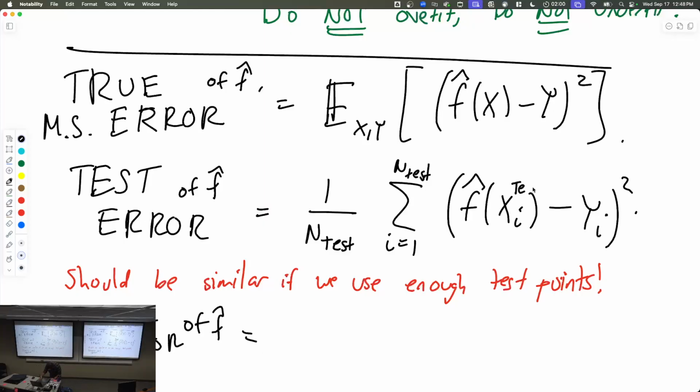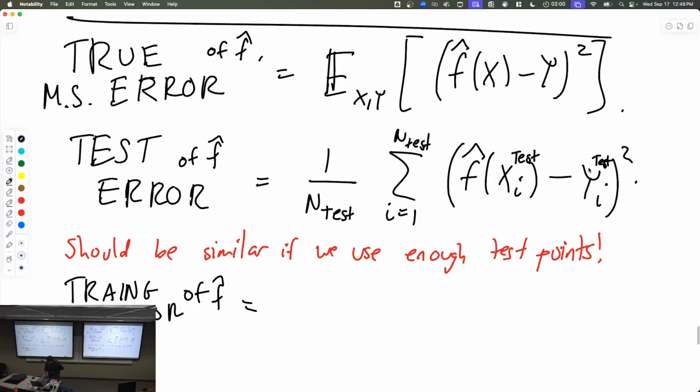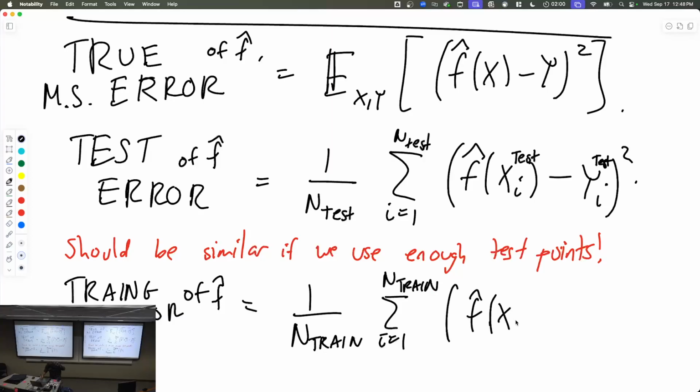So I'm going to call this the x test and the y test. Those are the points we held out for the test. And so this is the number of training points and then you do the same kind of average over all these points. So exact same formula, but different interpretation. Minus the yi train squared.